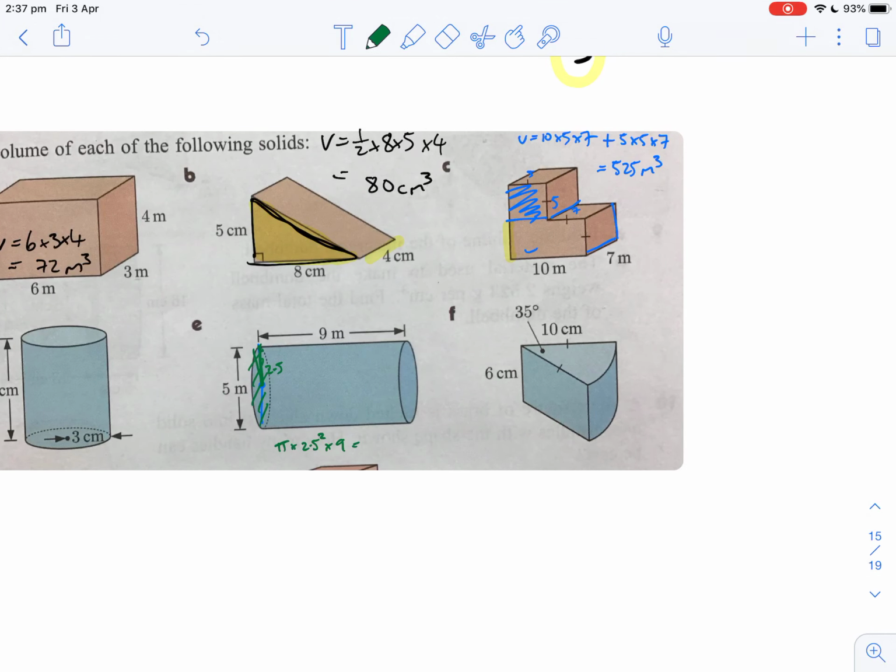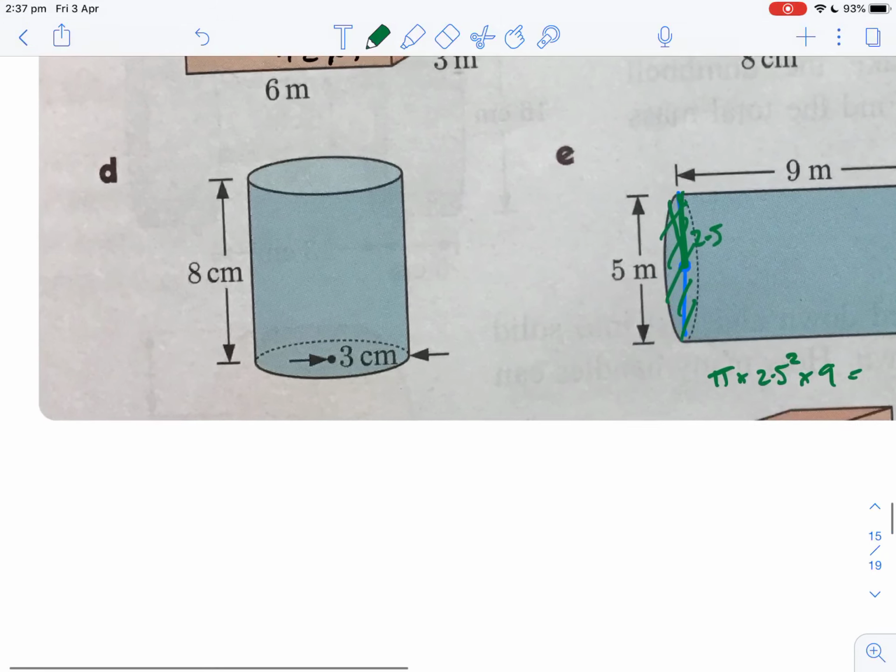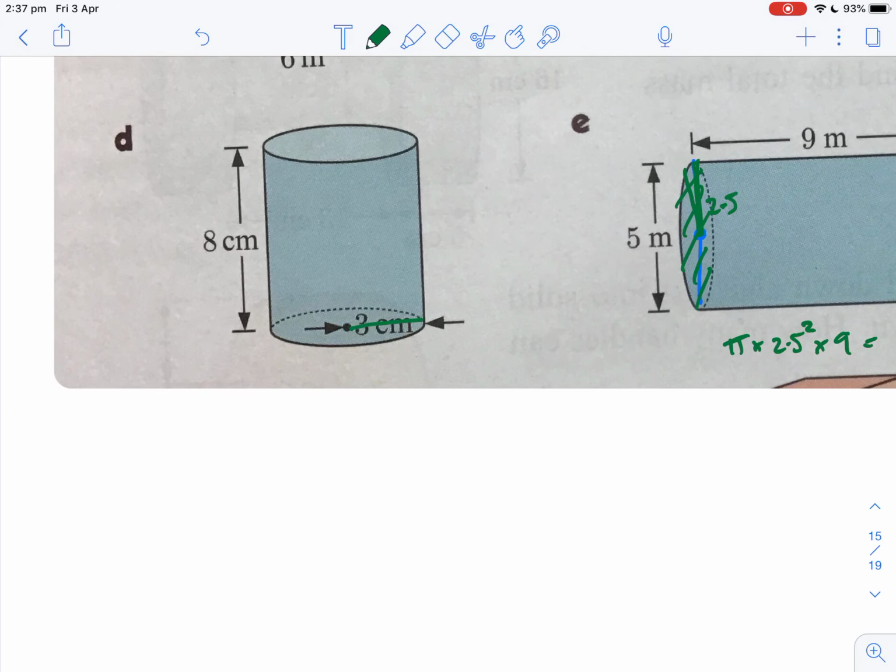Okay, let's have a little look at my next one. So next one here, they have given me the radius for this one. So again, my volume would be equal to pi times my radius, which in this case is 3 squared, so pi r squared, times the height of my shape, which is now an 8. And that would give me an answer of 226.19 centimetres squared.